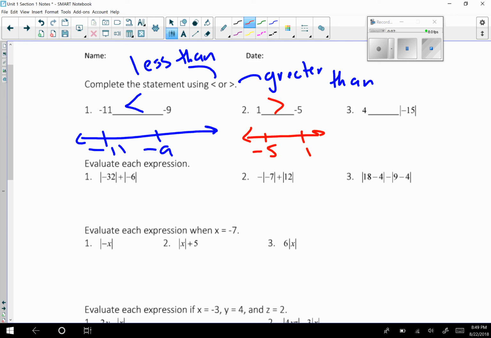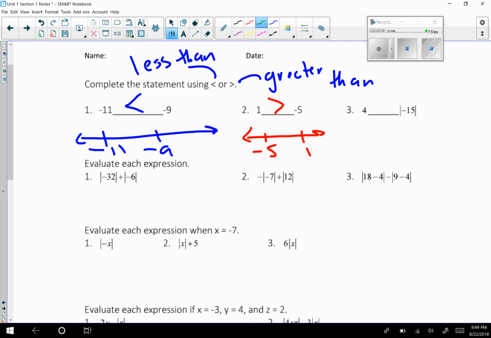Now for this one, you wouldn't really need to use a number line because we know that a positive number is always going to be greater than a negative number, regardless of the digit. This digit 5 might be bigger than the digit 1, but since 1's positive and 5's negative, the 1's always going to be greater. All right, I'm going to leave number 3 for you guys to try. Just be careful because that absolute value symbol is there.